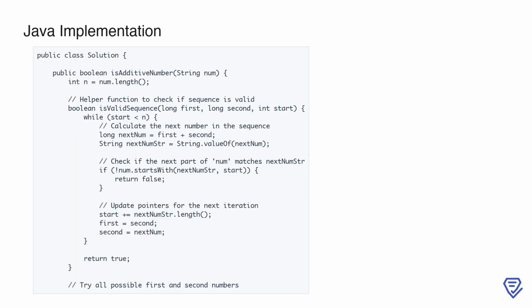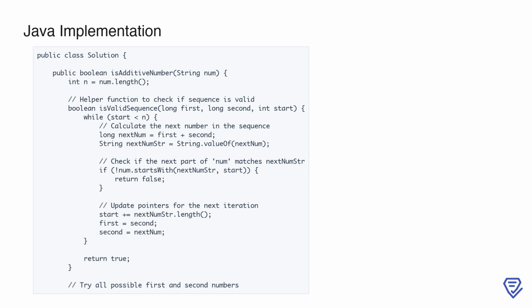Here, we begin with the Java implementation inside a class named Solution. The main method is isAdditiveNumber, which takes a string number as input. The goal is to determine if number is an additive number. First, we calculate the length of the string and define a helper function called isValidSequence. This function is designed to check if a sequence starting with two given numbers forms a valid additive sequence.